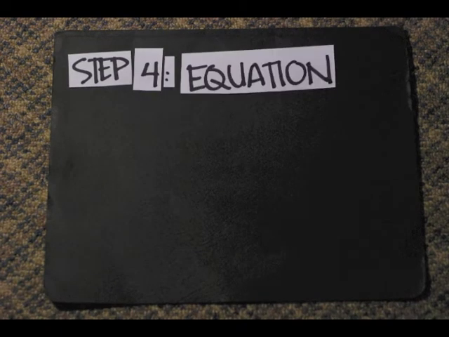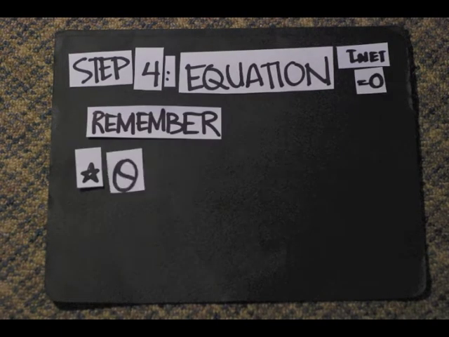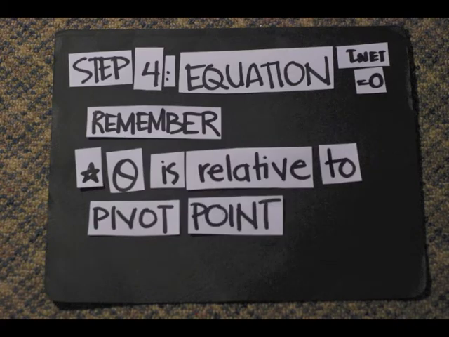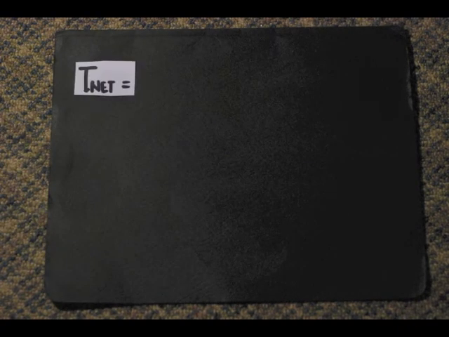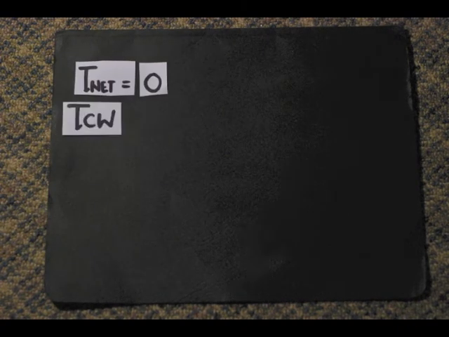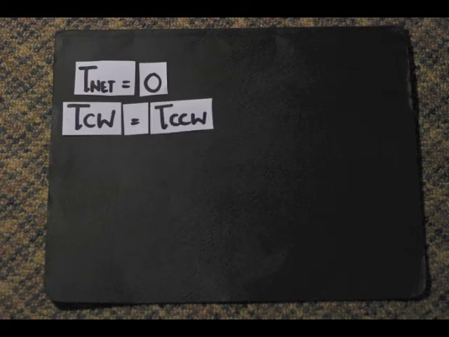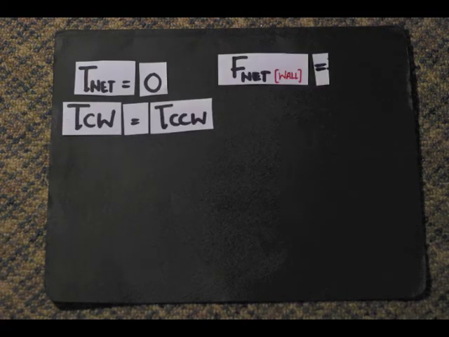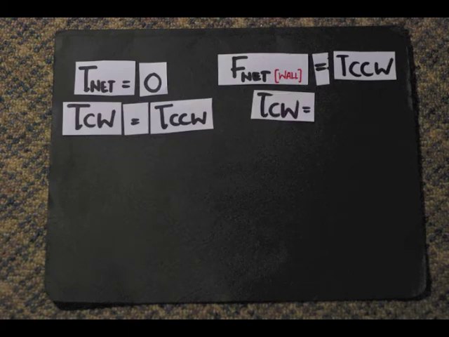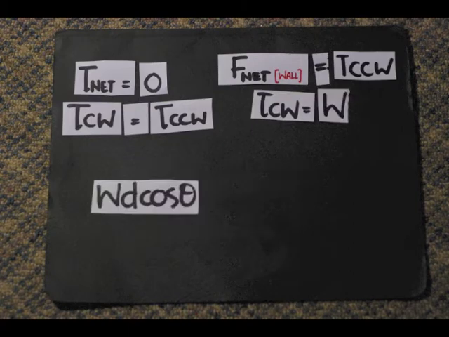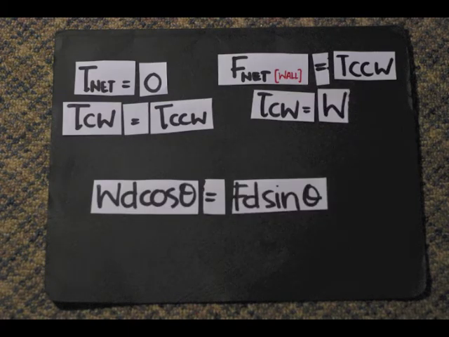Step 4. Equation. Remember that the angle is relative to the pivot point. Our net torque is 0, making our clockwise torque equal our counterclockwise torque. The net force exerted by the wall is our counterclockwise torque, while our clockwise torque is our center of gravity, giving us the equation of WD cosine theta equals FD sine theta.